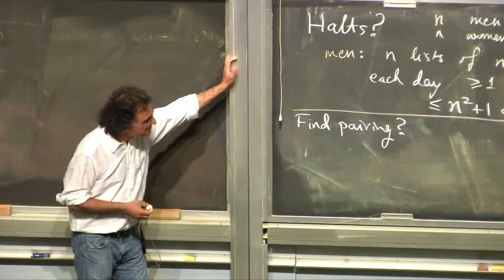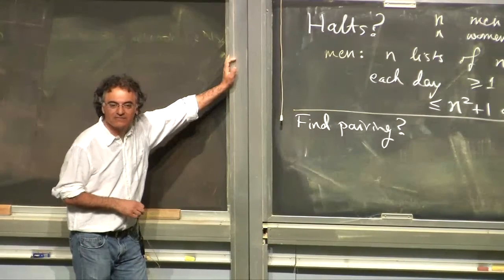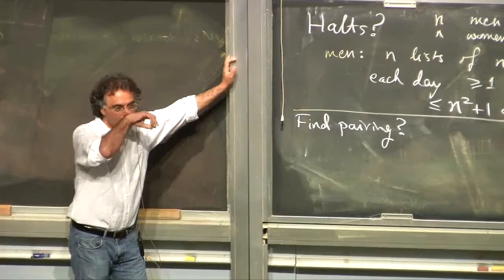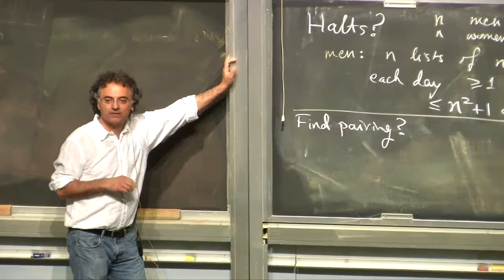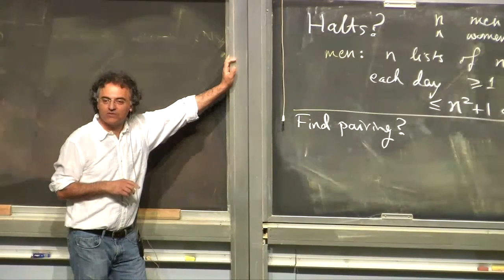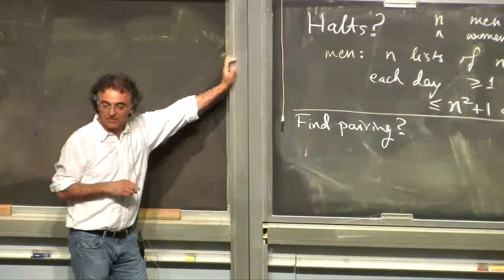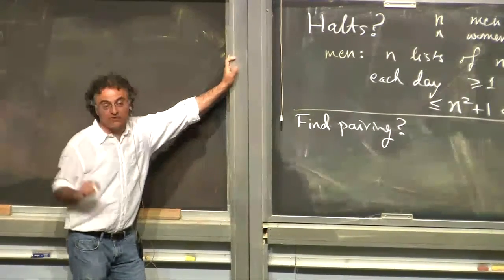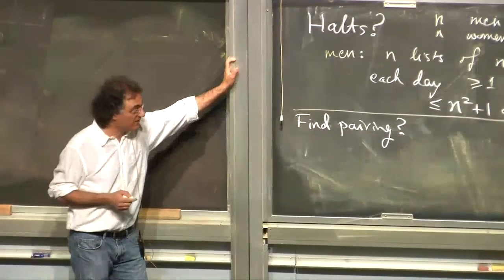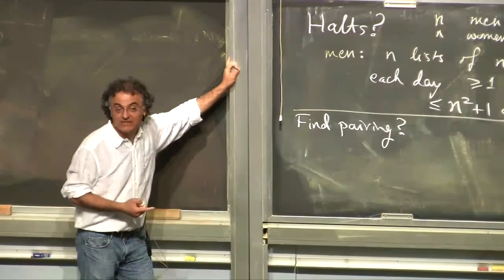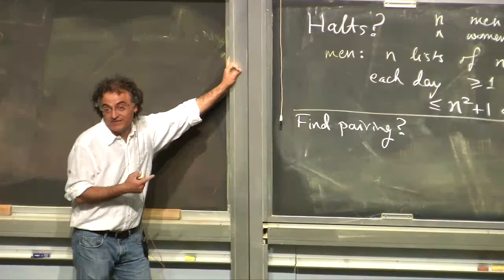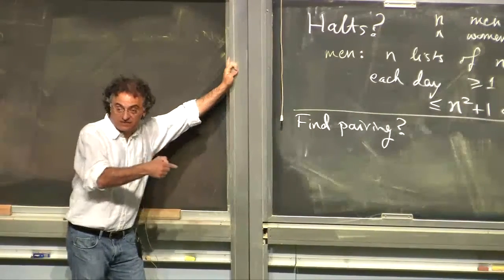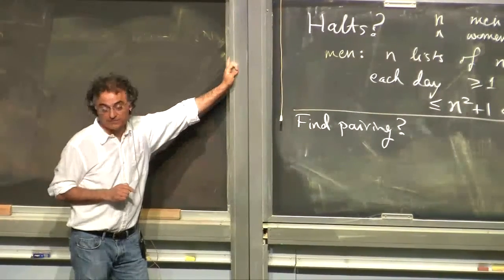Could it ever halt and not find a pairing? Well, maybe. Maybe one of the men runs out of options. He just runs down his list and he falls off the end and never finds anybody. So we'll have to show that, in fact, it does always find a pairing. The answer is yes, but it'll take us another move to do that.